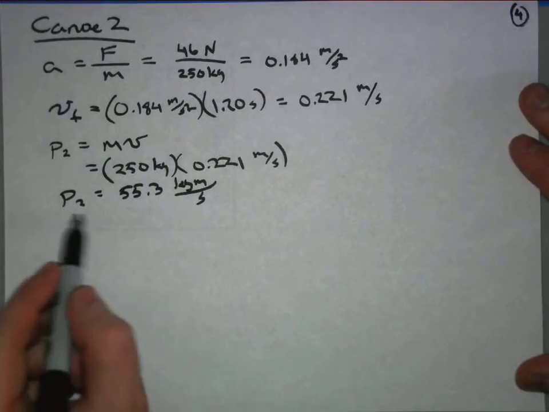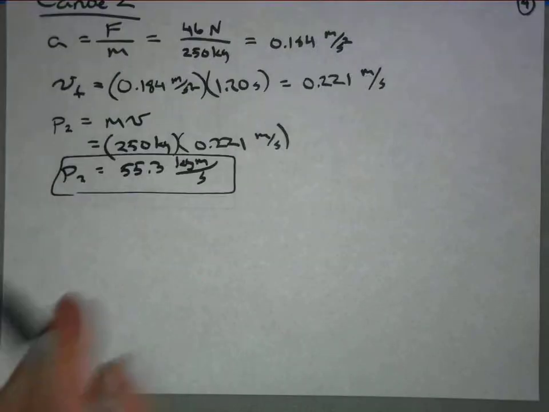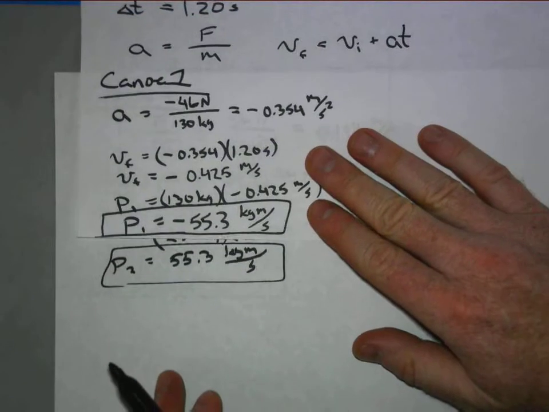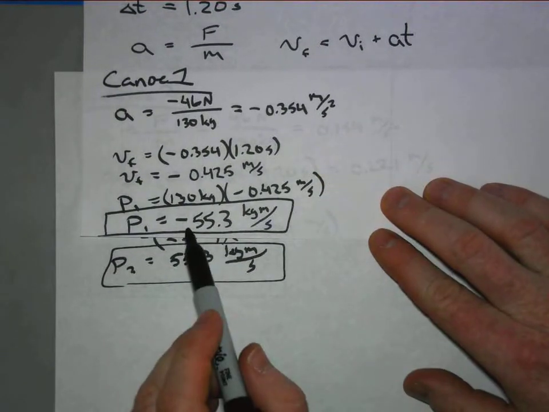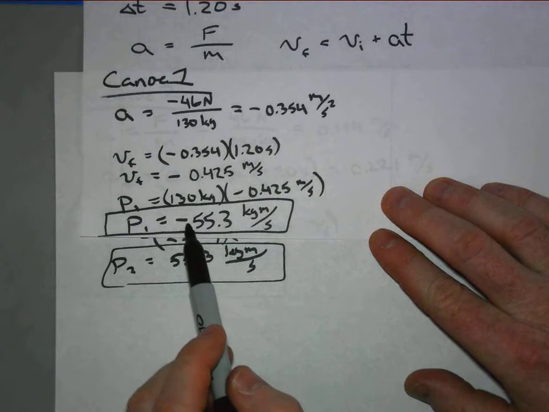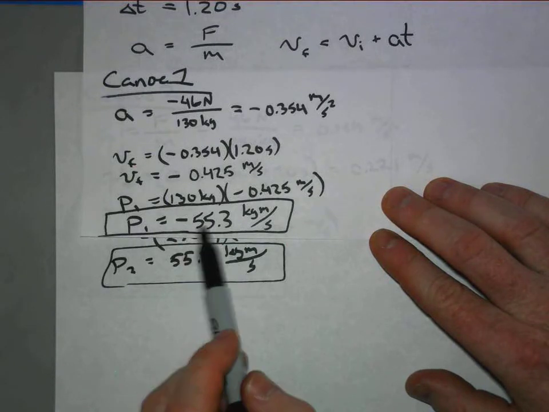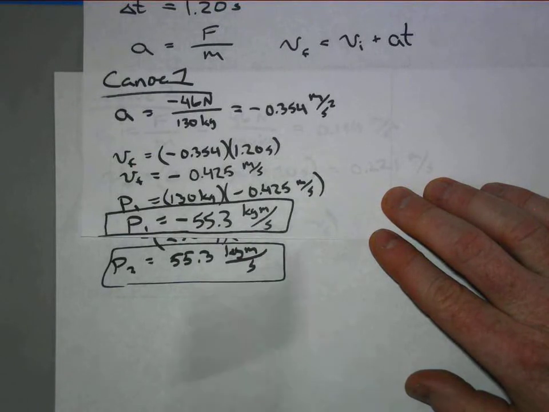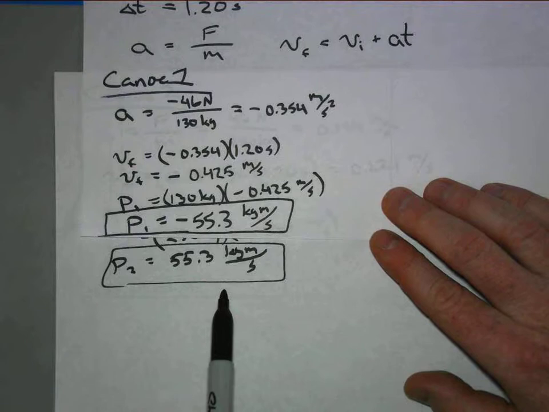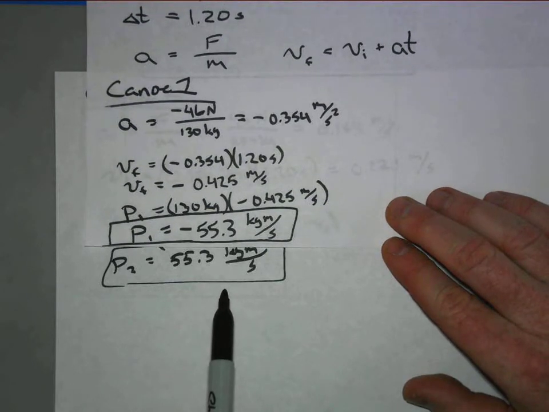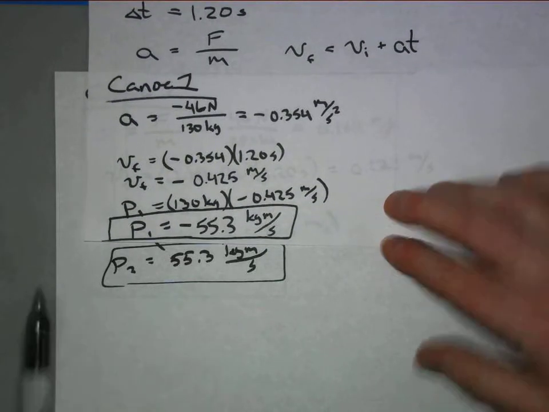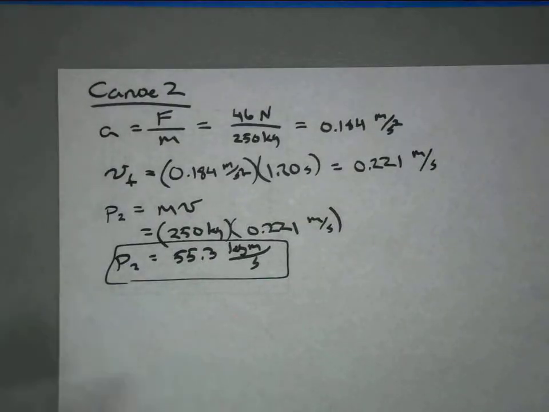Wait a second. You're telling me that after this push, canoe 1 has a momentum of negative 55.3 kilogram meters per second. Canoe 2 has a momentum of positive 55.3 kilogram meters per second. And the answer is, well, yes, of course. So let's think about what's going on here.